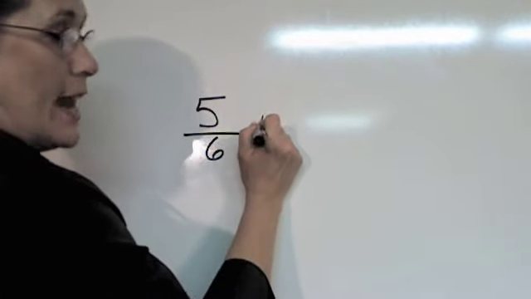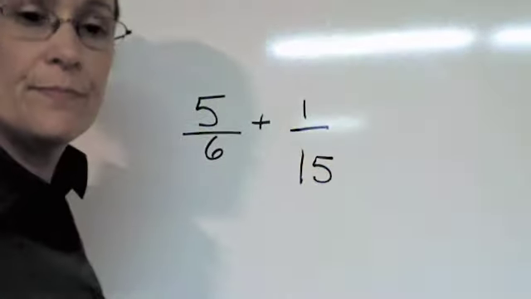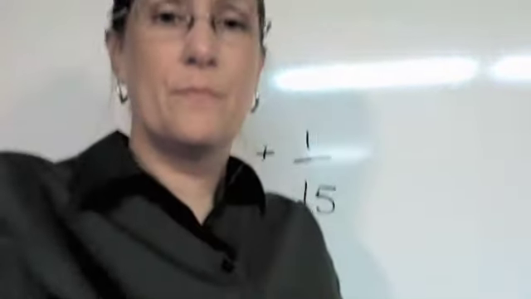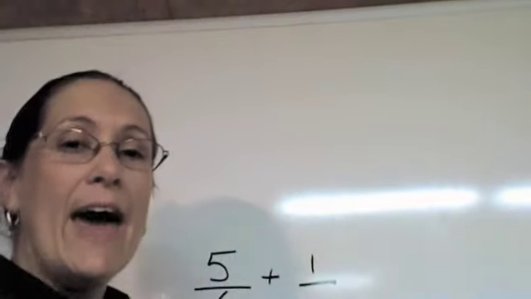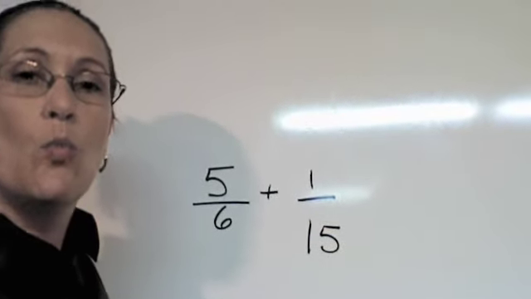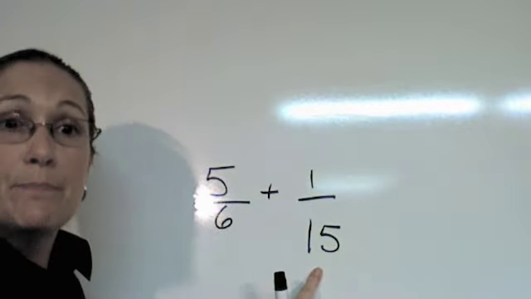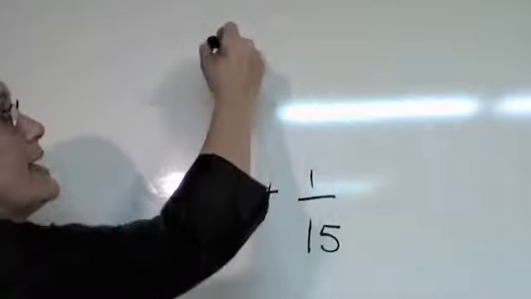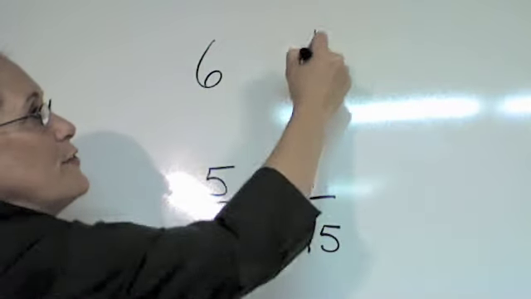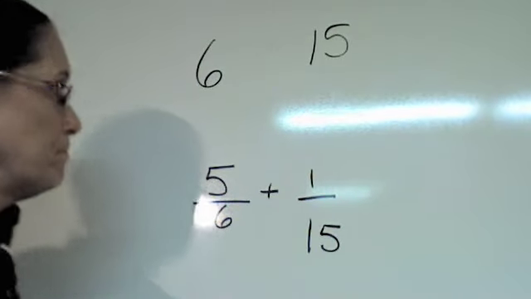Sixths, and I want to add it to 1/15. If I want to add it to 1/15, I've got 5/6 plus 1/15. The denominators are not the same, but they need to be the same. I need to make 6 and 15 into the same common denominator.